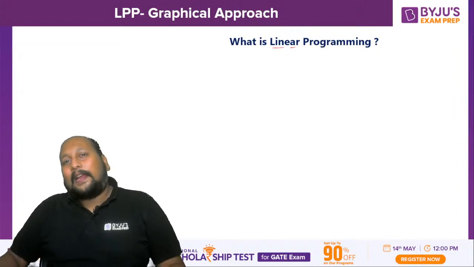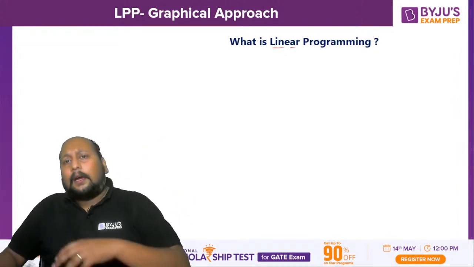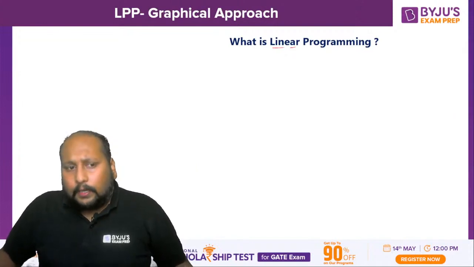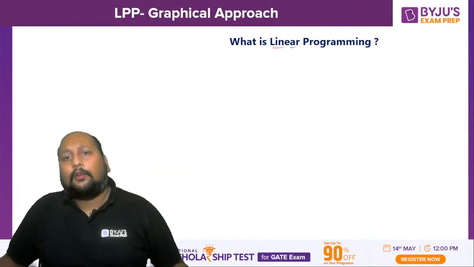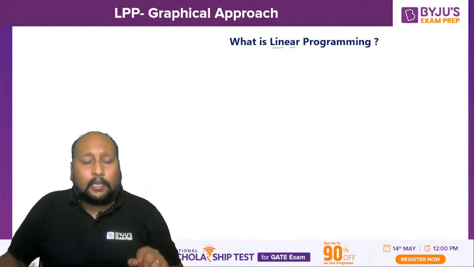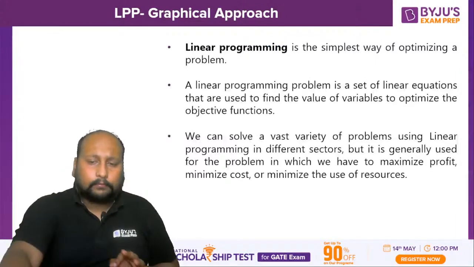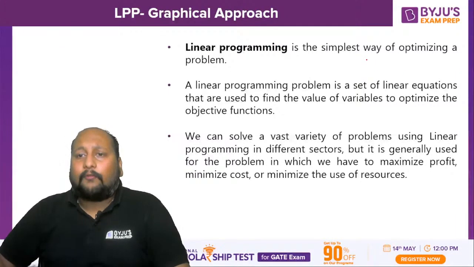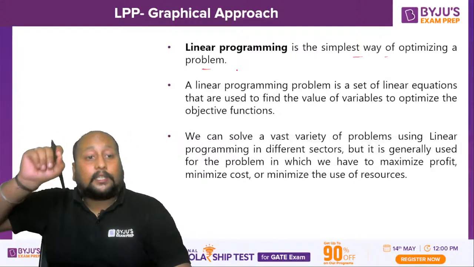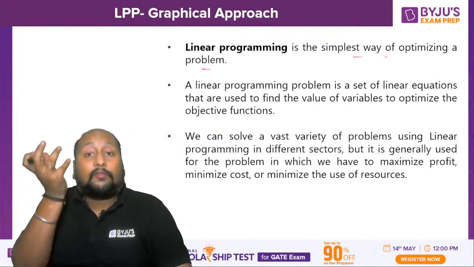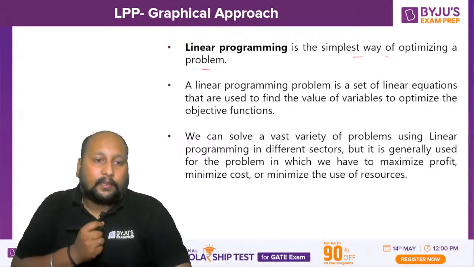So whenever we have restricted resources and multiple solutions are possible, and we want to optimize our results, we proceed by using this concept of linear programming, or simply LPP, linear programming problem. It is the simplest way of optimizing a problem. It is a set of linear equations used to calculate the variables where we need to optimize the objective function.